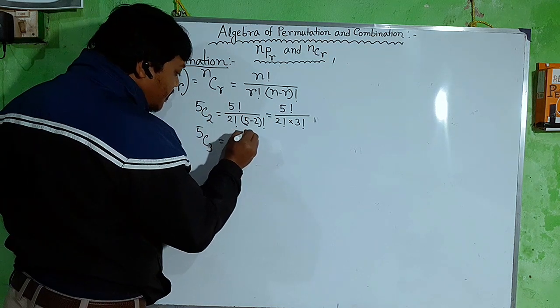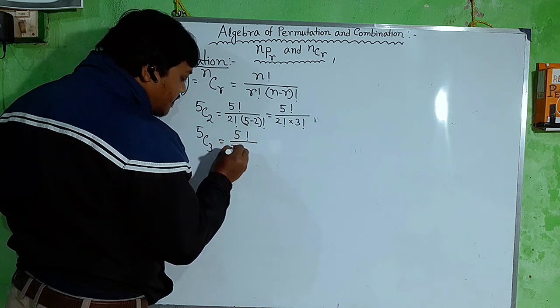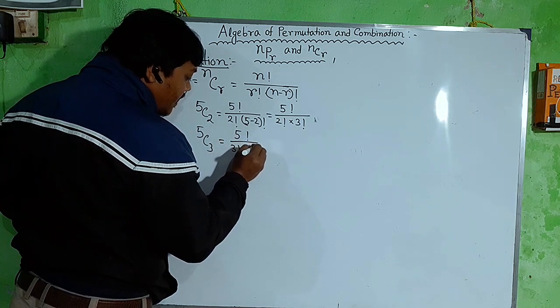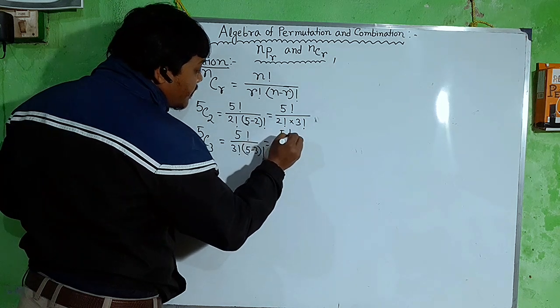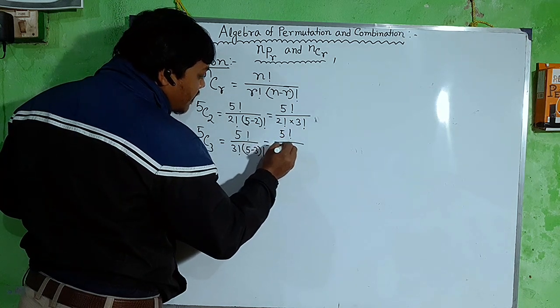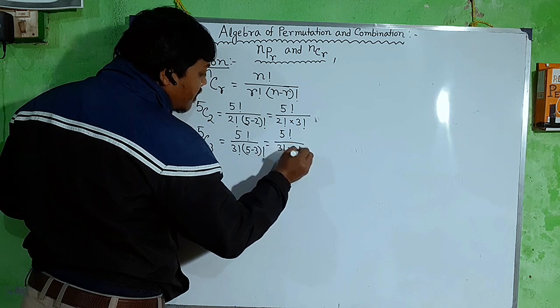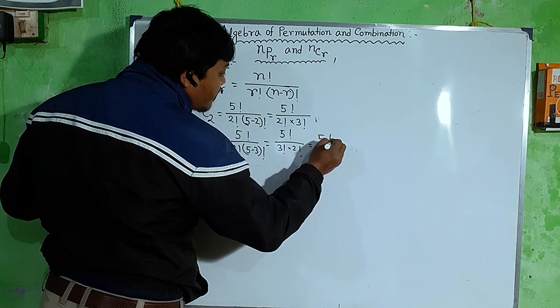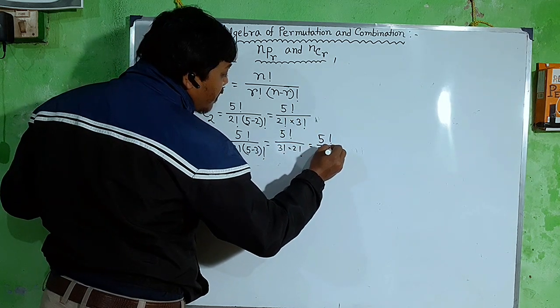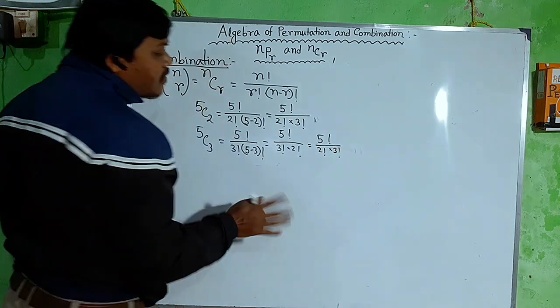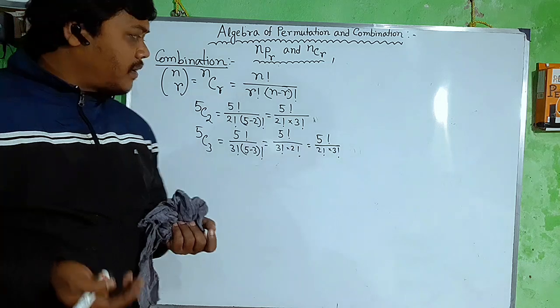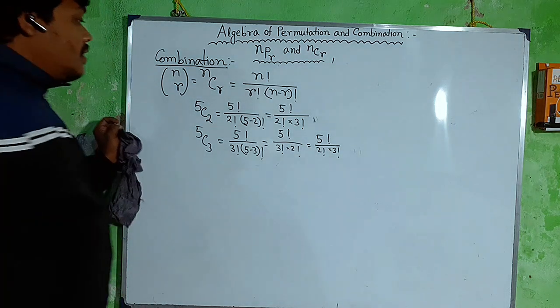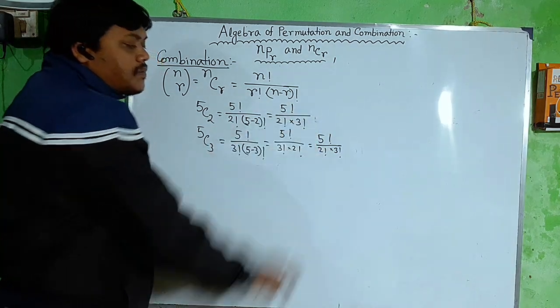5C3 is 5 factorial by 3 factorial into (5 minus 3) factorial. So we will get 5 factorial by 3 factorial into 2 factorial, and you can also write 5 factorial by 2 factorial into 3 factorial. The number a into b equals b into a for any real number. This is not a vector. So these two expressions are both the same.